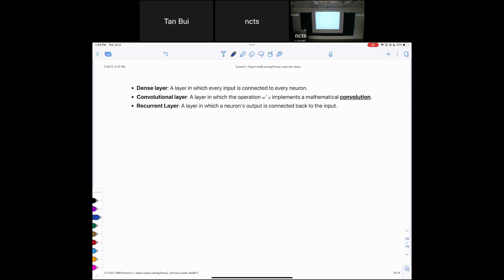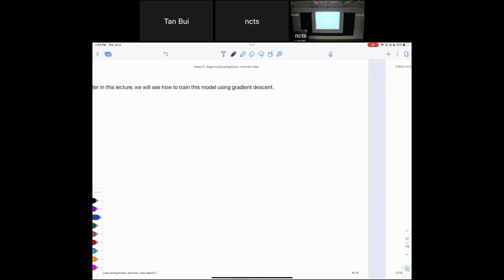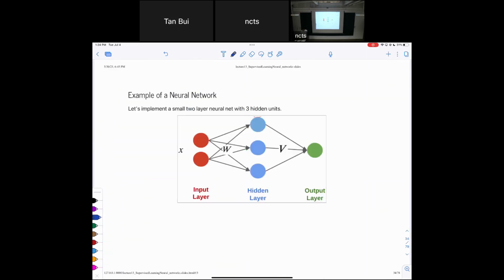Okay, we need to have three terminologies here. Dense layers: that means every neuron of the previous layer is connected to every neuron of the next layer, right? For example, this case is called a dense neural network, because the neurons of the current layer are connected to every neuron of the next layer. Same thing here. This is dense.